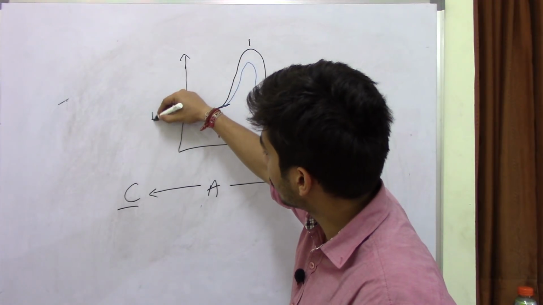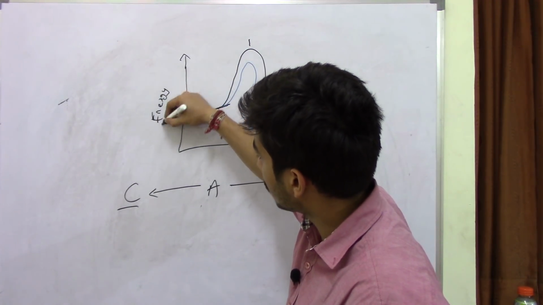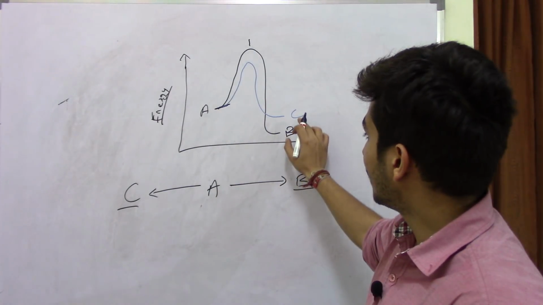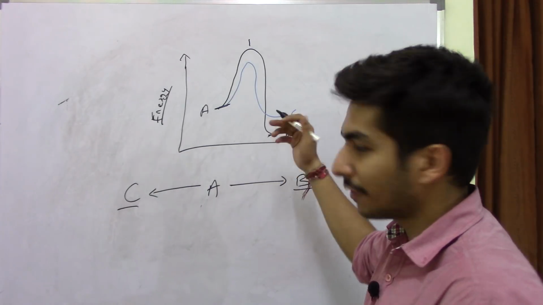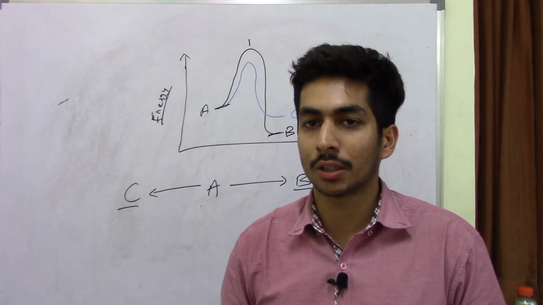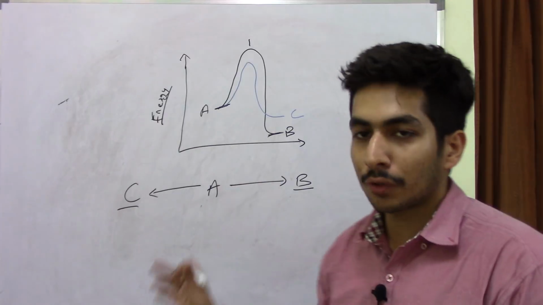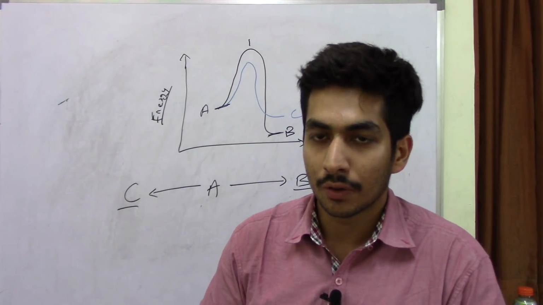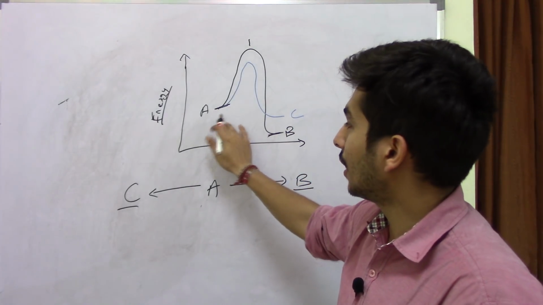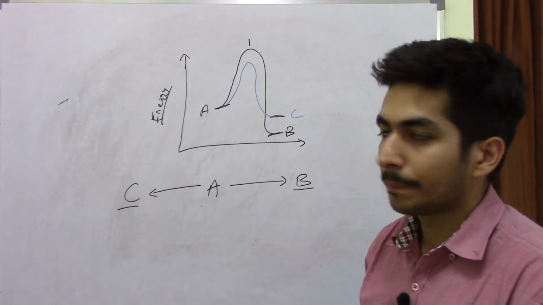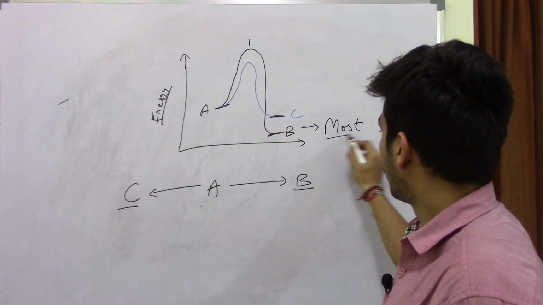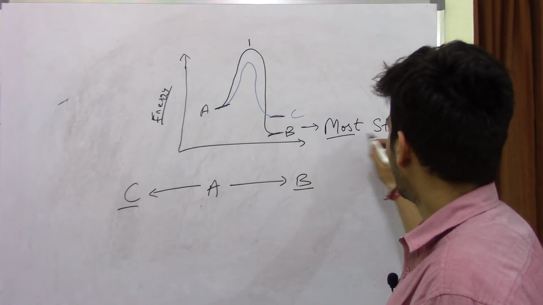So on the y-axis we are measuring the energy, right? A is of higher energy, and you can clearly see that B and C are of lower energy. B is somewhere even lower. The lower the energy of the product, the more stable the product is. So we can see clearly that B is of the lowest energy. So B is the most stable product. Whereas C is lower in energy than A, but it is obviously higher than B. Now B is our most stable product, right?